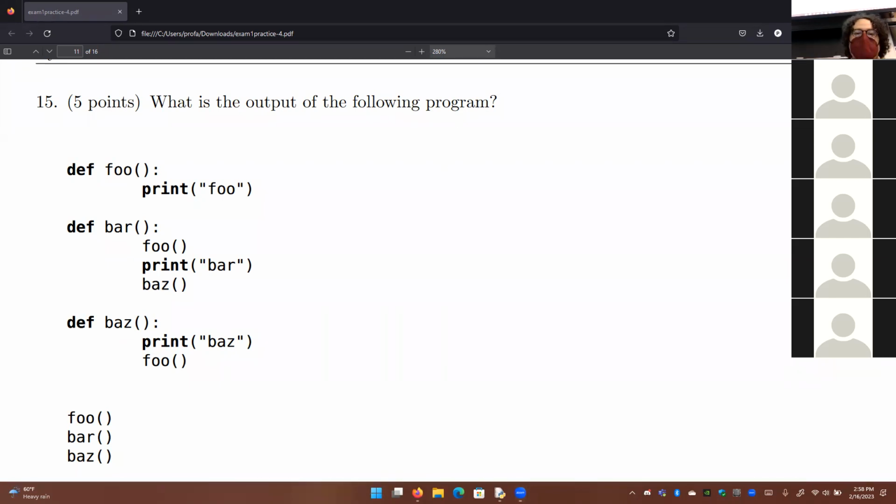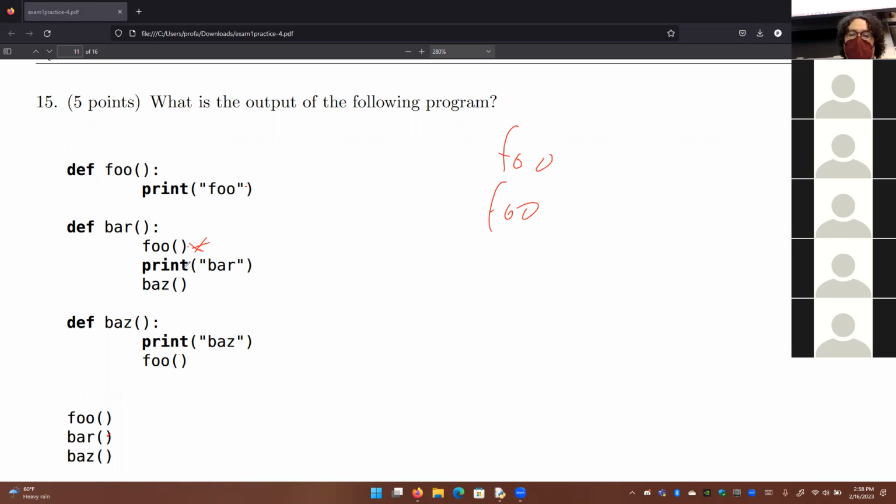Okay, so foo prints out foo. When we call bar, the first thing bar is going to do is call foo. Foo says print foo. So now foo is done executing, and we're back in bar.